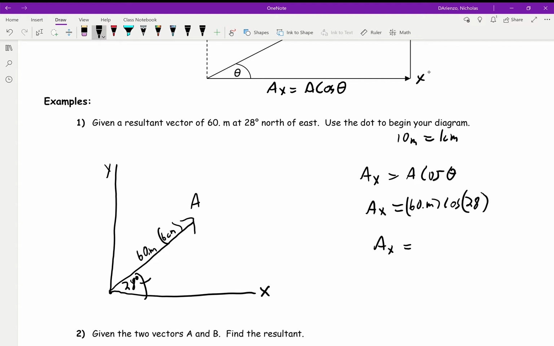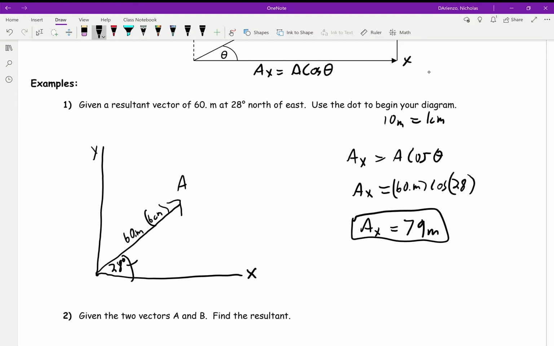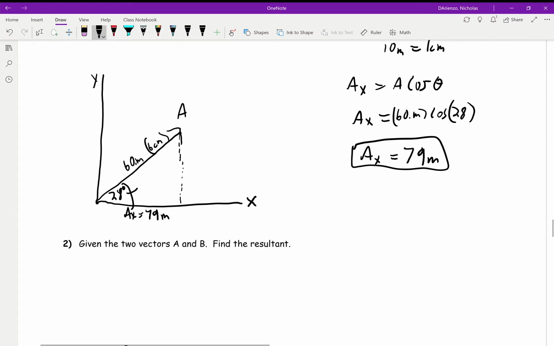This would get us a value here of 79 meters. So our A of x down here, essentially this value, if we were to trace this and do this graphically, A of x equals 79 meters. And we want to make sure we include the direction. This would be 79 meters east, or in the x direction there.